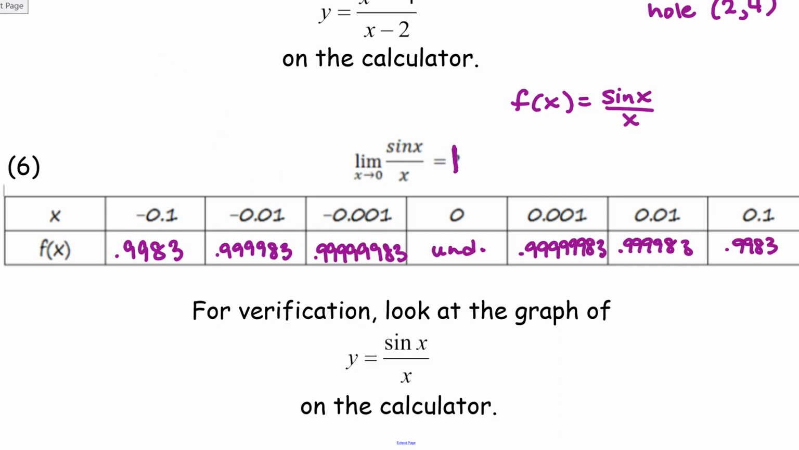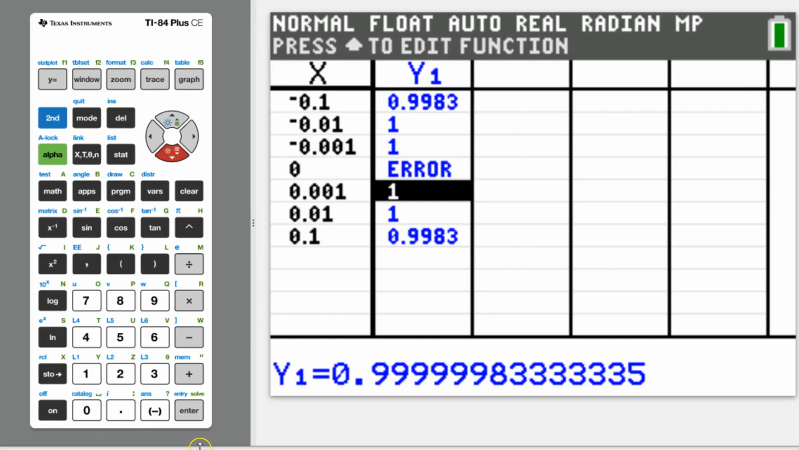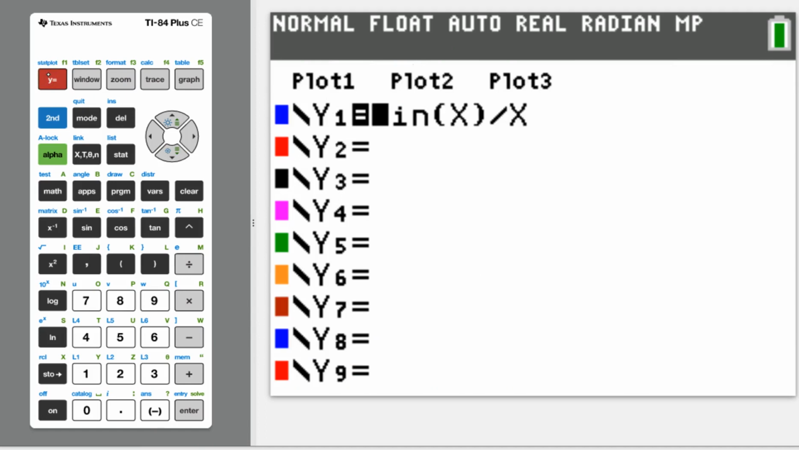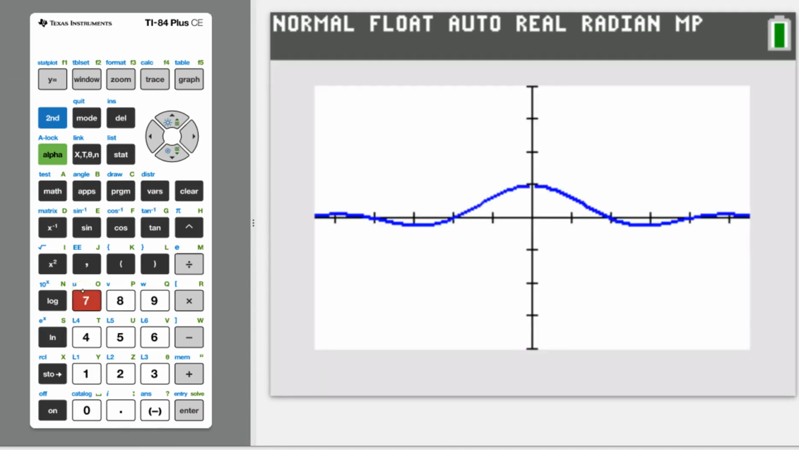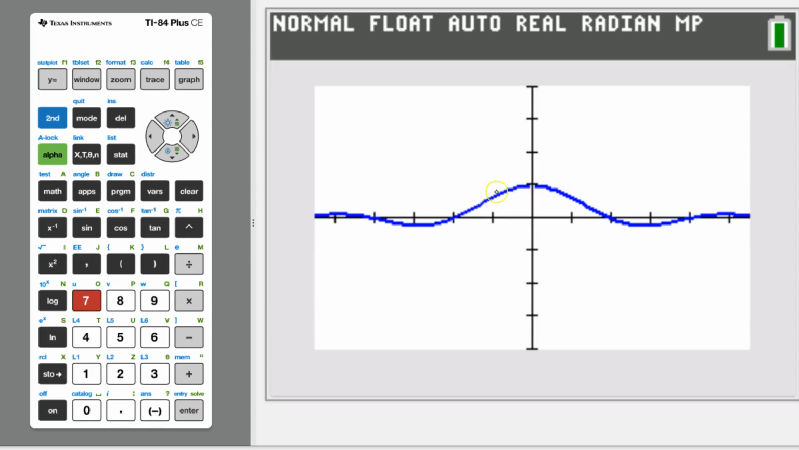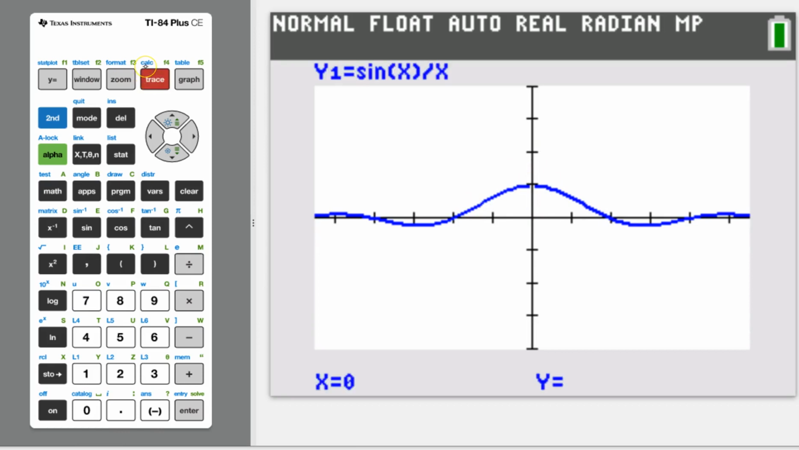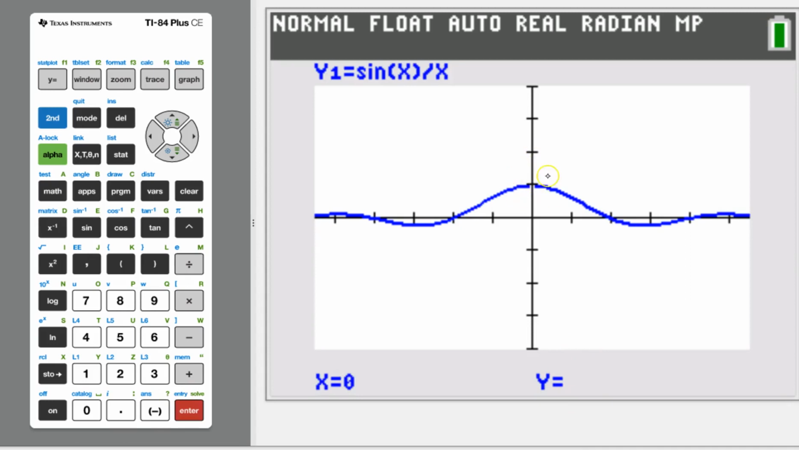And finally, for verification, let's look at the graph of this function on the calculator. So here we have the graph of the function. I'm going to do zoom trig, number 7. Okay, that should kind of remind us of a sine graph in a way, but it's not quite a sine graph because of dividing by x. And look what we have here. It looks like from the left and from the right, as we get closer and closer to x equals 0, we're getting close to a height of 1. However, if I press trace, type in x equals 0, there's no y value because there's a hole there.